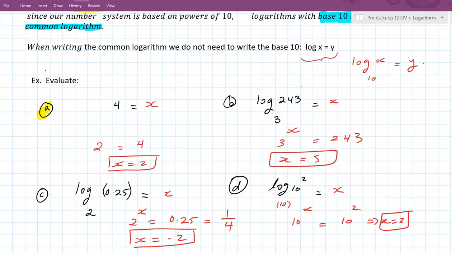Okay, so for B, 3 to the power of 5 is 243. For C, a quarter, 0.25 right here, that's equal to 1/4. Okay, so this piece right here is 1/4. I can write it as a fraction. So 2 to the power of -2 will give you a quarter. Exponent laws, very important here. You need to know your exponent laws inside out, okay? And here we already talked about that, x equals 2. Great.